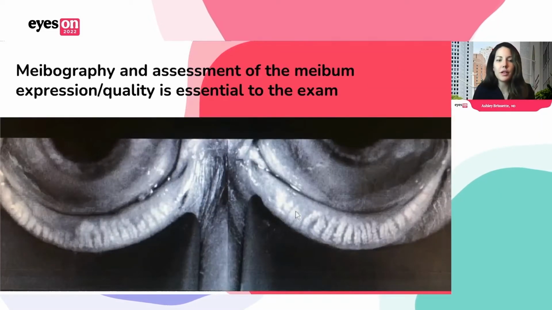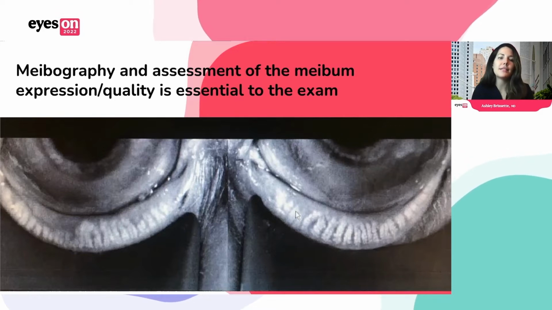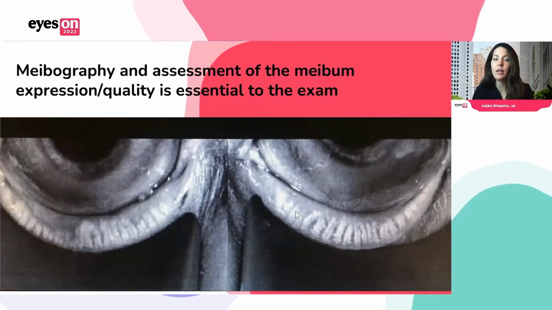This is meibography showing the components of the meibomian glands, and you can see here that some of these glands are quite shortened. The glands should be nice and long and straight, and unfortunately there's some meibomian gland loss due to chronic clogging of the meibomian glands and inexpressed meibum.